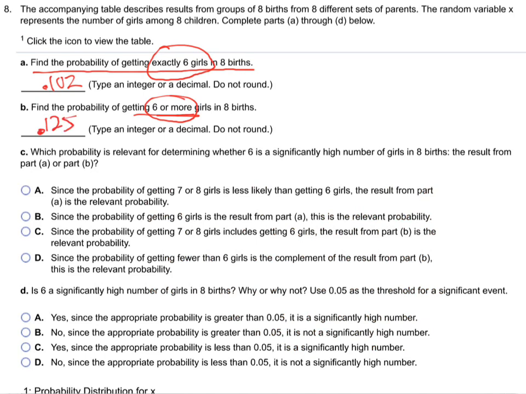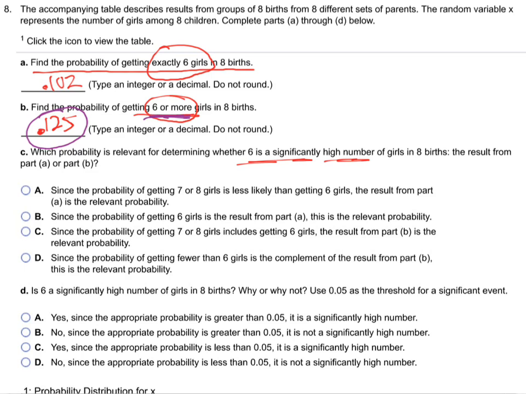About 12% chance. Okay, which probability is relevant for determining whether 6 is a significantly high number? So now we're doing the same thing again. We're saying, hey, if you tried some method of making you have girls, and you got 6 out of 8 that were girls, is that significantly high? Which one of these probabilities would we use to determine the answer to that question? It's this one, because that's 6 or more.